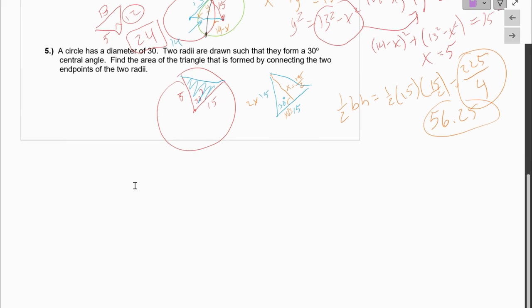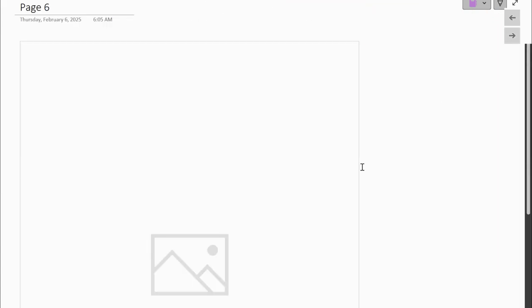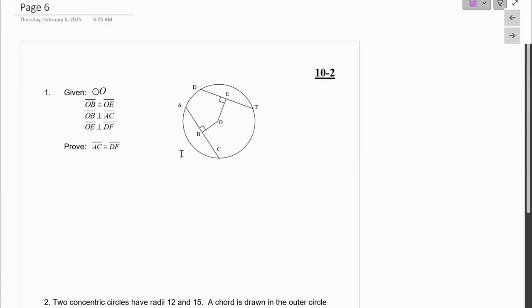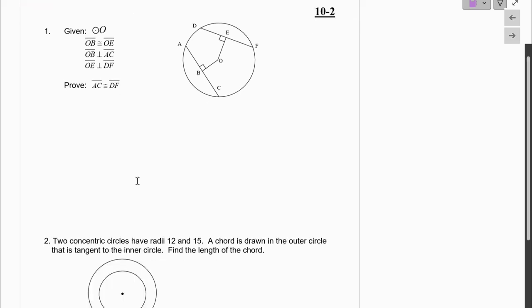All right. On the next page, there is a proof of why, if you know that the distance from the center to the chord is the same, because that's basically what OB and OE are, you could prove that AC and DF, those two chords, are the same. I'm going to skip the proof. If you want to see it, it is on Canvas, so feel free to go look at that.